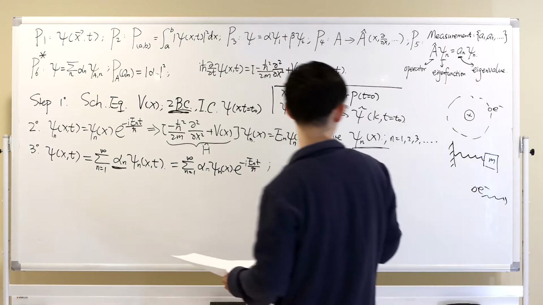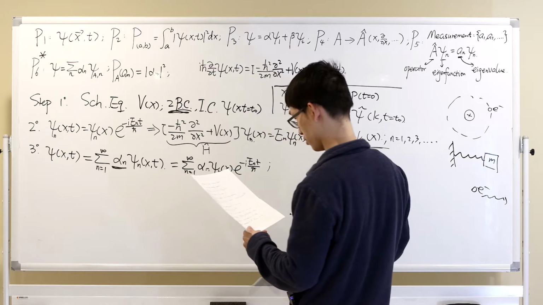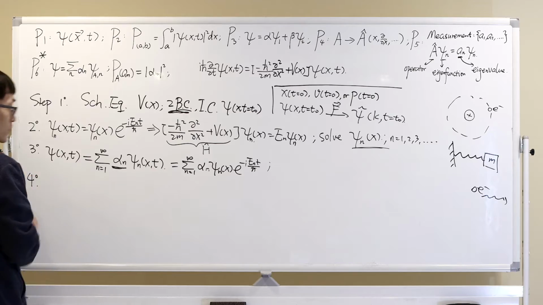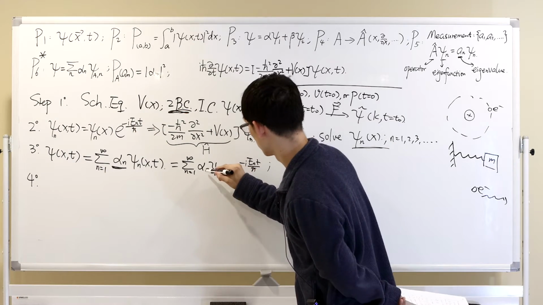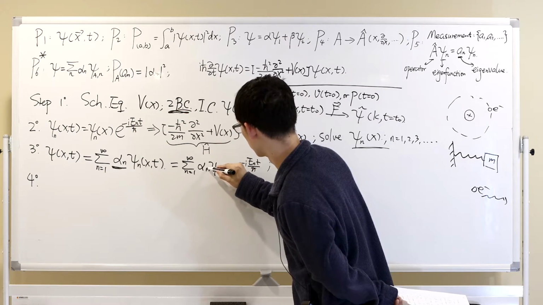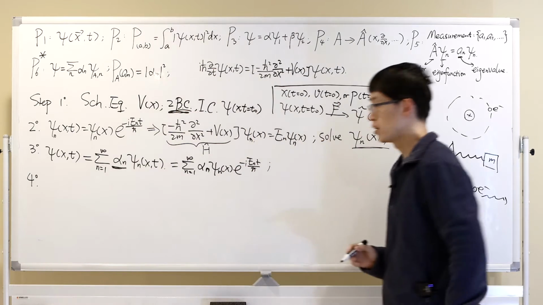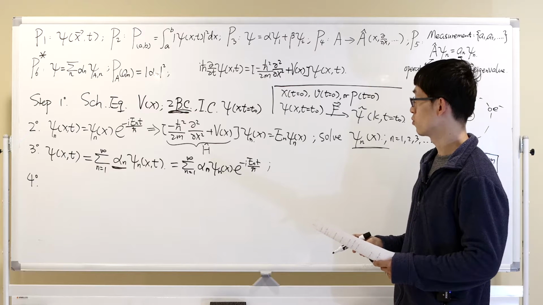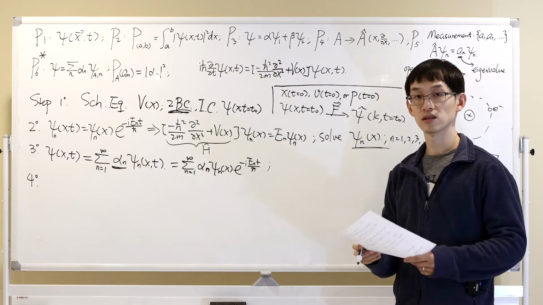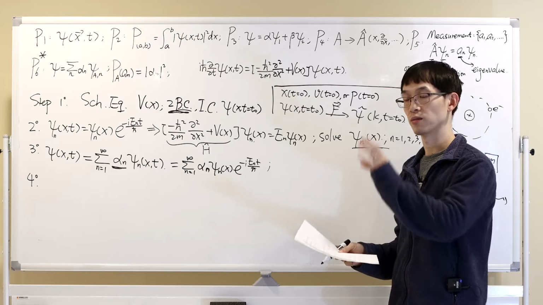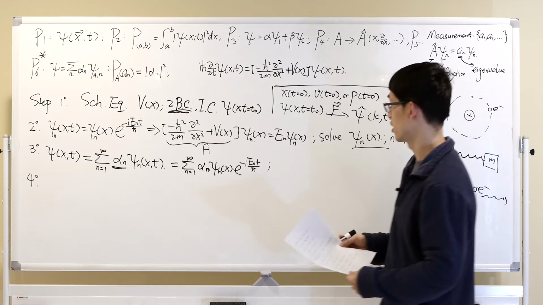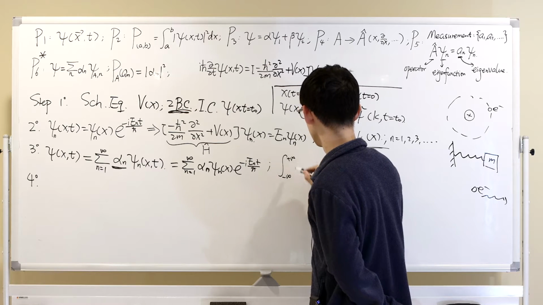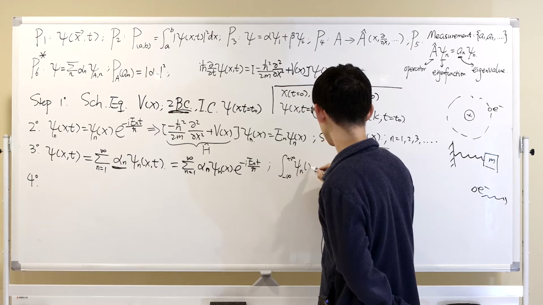So the fourth step, let's see, where do I put it? The fourth step is to use the initial condition to solve for alpha n. And here we have to use one conclusion from eigenstates. We haven't proved it yet, but we'll prove it later today: all the eigenstates are orthonormal to each other.